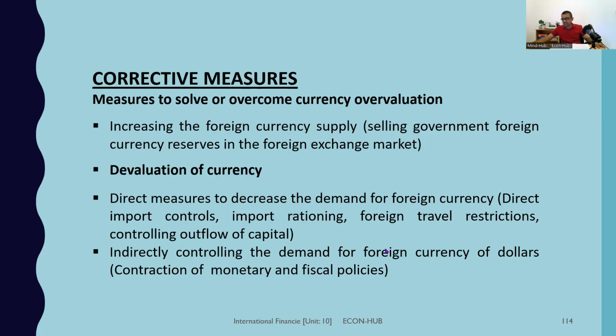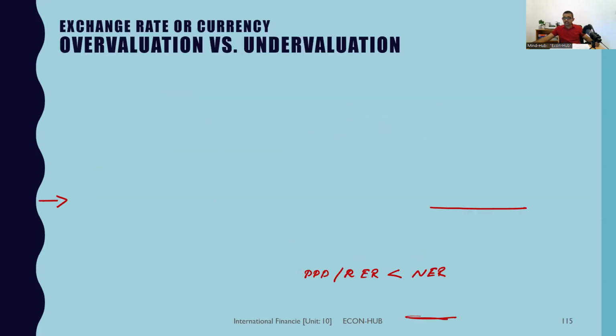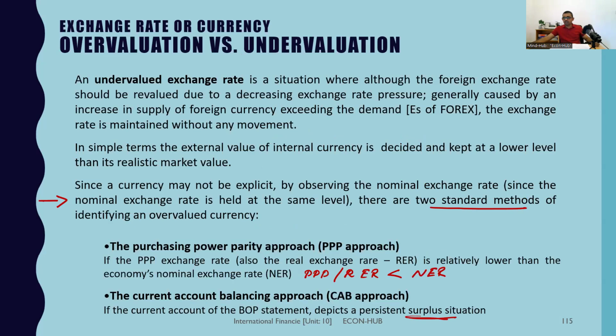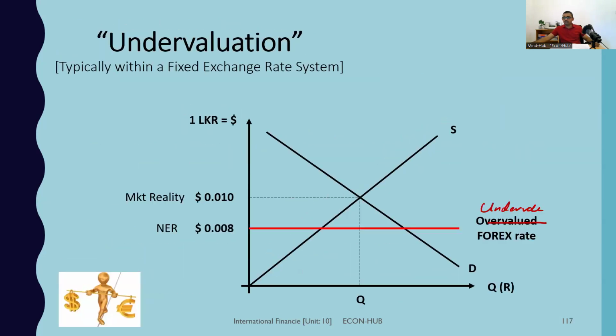Direct measures to decrease the demand for currency, like import control. Those things they did. We still have import control on many products, many goods. Then indirect control, basically using monetary and fiscal policy, go for contractionary. When the activity levels reduce, our need for imports will reduce, right? And we can control the inflation a bit also and bring some stability there. Right. So I think we are clear. Overvaluation we talked about.